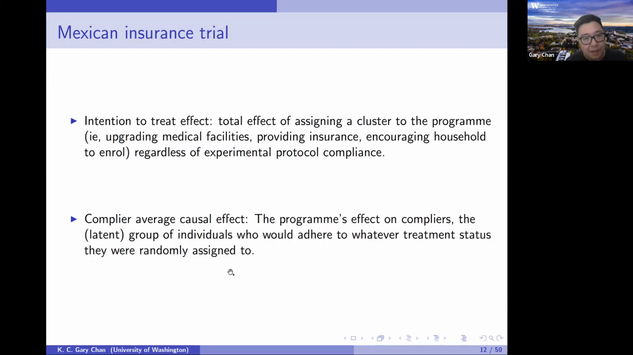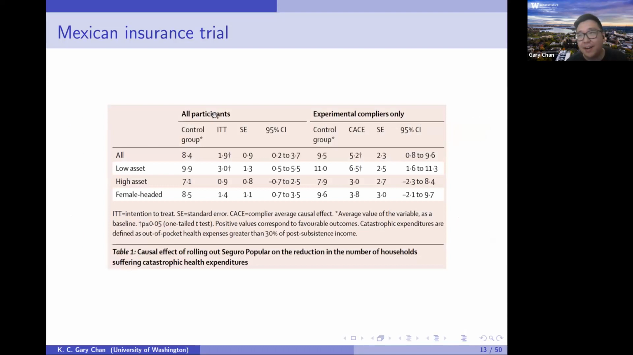More on this later. I just want to show you some of their findings and numbers. They looked at some combined groups and some stratified groups. I forgot what the outcome is, but it's the effect on the reduction of the number of households suffering catastrophic health expenditures. I think this is probably a percentage. So this is basically just the control group average.